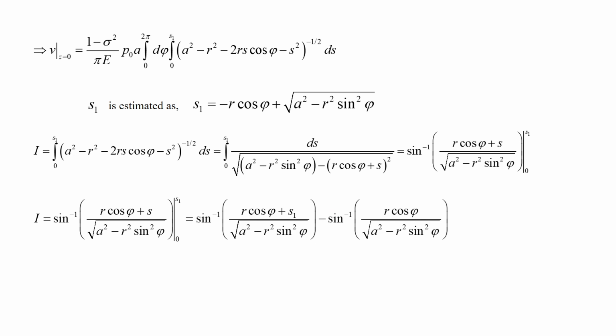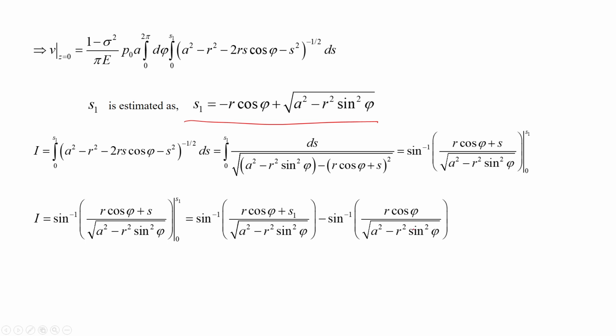So, here I have like this. So, now 0 to S1. S1 I can substitute whatever is the value here. So, you can see here S1 plus r cos phi will be this quantity, which is over here, and then instead of s here it is 0 here. So, this is this quantity.